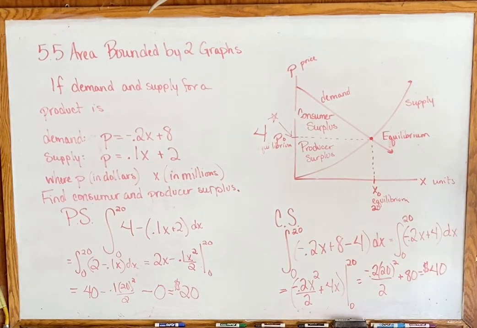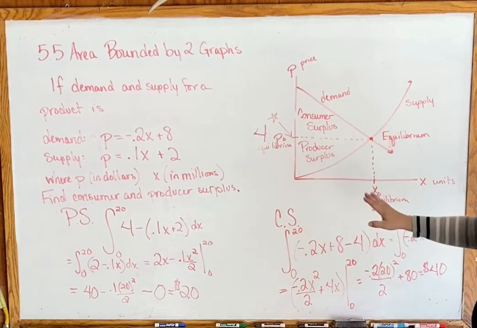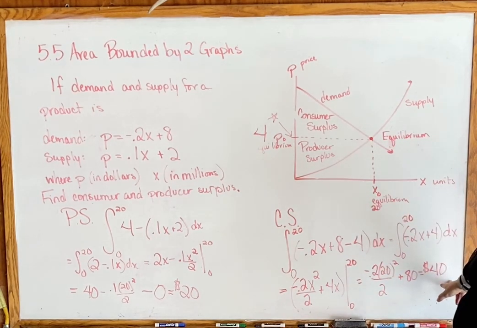So sorry about that, guys. These things happen. This is when it would be nice to have you guys in class, because then you could be like, hey, bonehead, you forgot something. But unfortunately, it doesn't happen that way. Okay, so the consumer surplus is $40 and the producer surplus is $20.